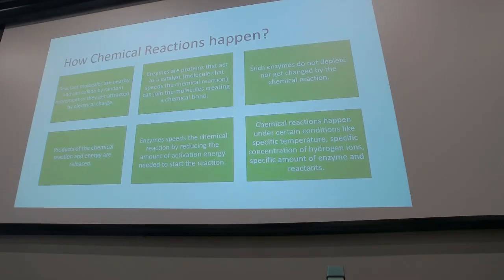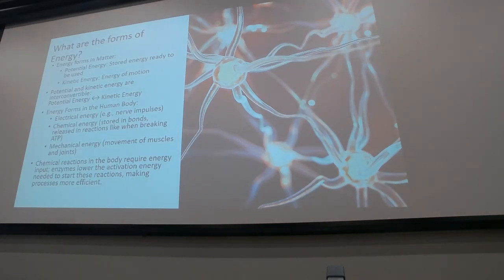And what do you need for a chemical reaction to happen? Well, you need to have the reactants, the molecules that are going to interact, at the right concentration. You have to have a specific temperature, a specific pH or concentration of hydrogen ions, a specific amount of enzyme, and the right enzyme. Okay, so that was the segment about chemical reactions.